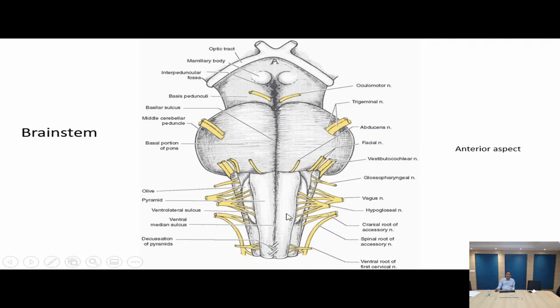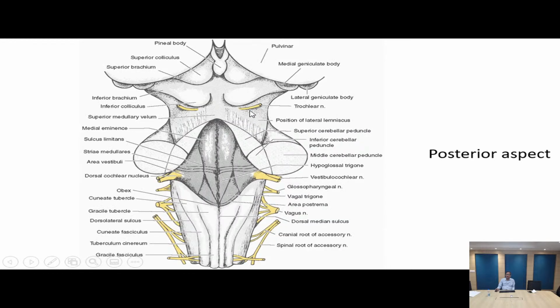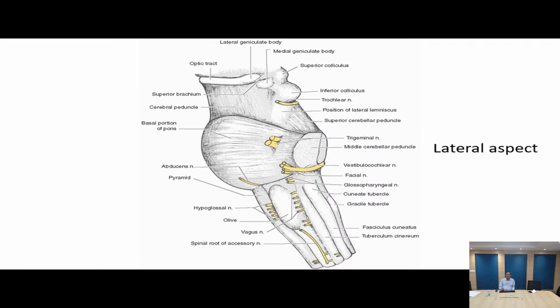The longest cranial nerve in the body is the vagus. See here, this is the vagus. The thickest cranial nerve in the human body is the trigeminal, and the thinnest cranial nerve in the human body is likely the trochlear nerve. But there is close competition between the trochlear and the abducens nerve.